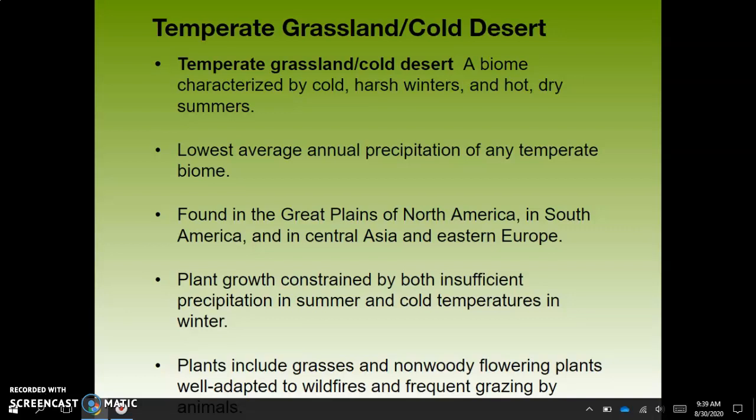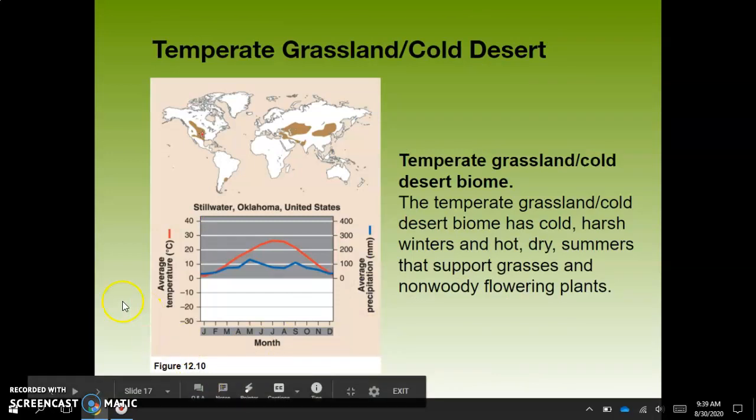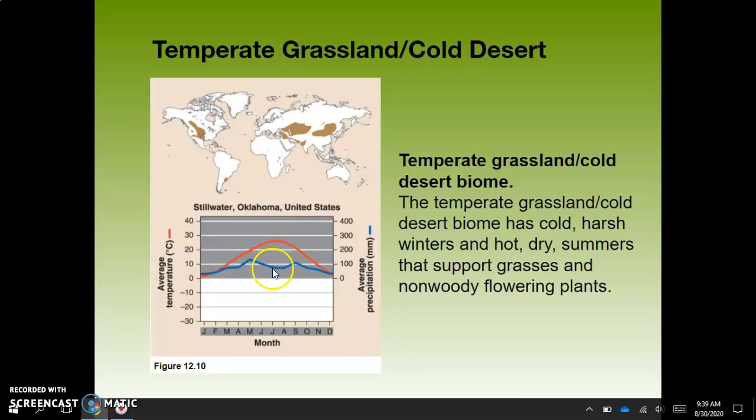And the plants out here include grasses, non-woody flowering plants, well adapted to wildfires, and frequent grazing by animals. Okay, so again, we've got cold winters, hot summers that are very dry, so we see that our temperatures are higher than our rainfall.